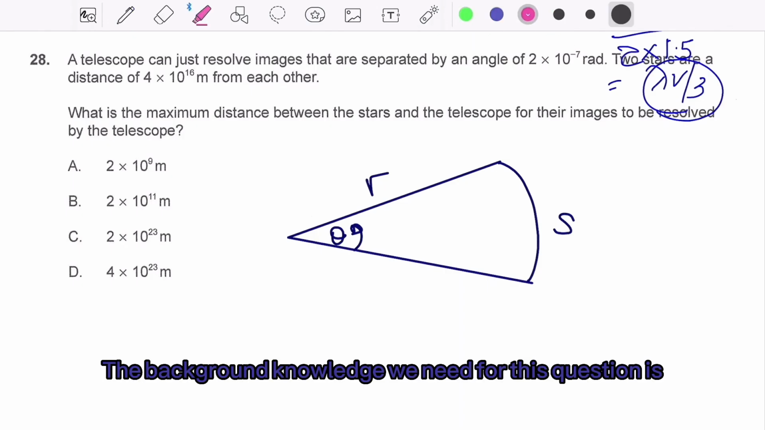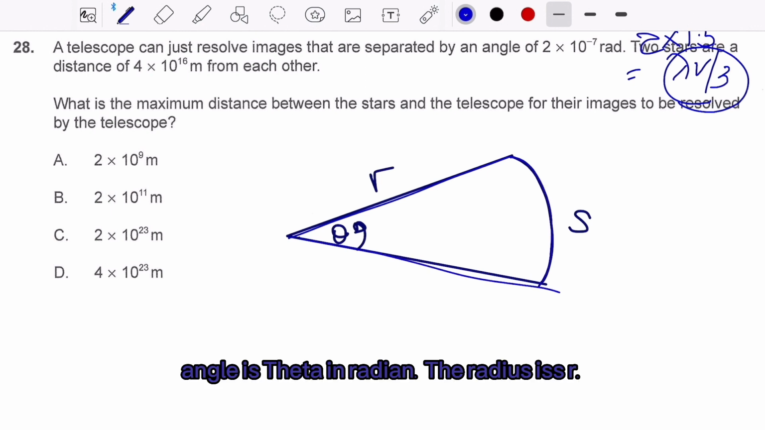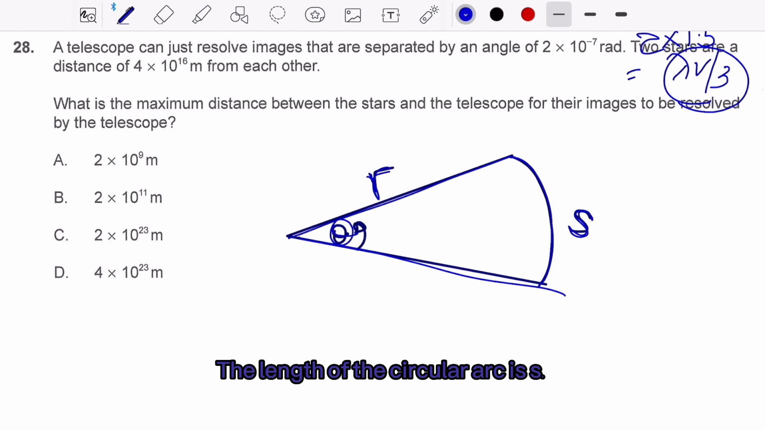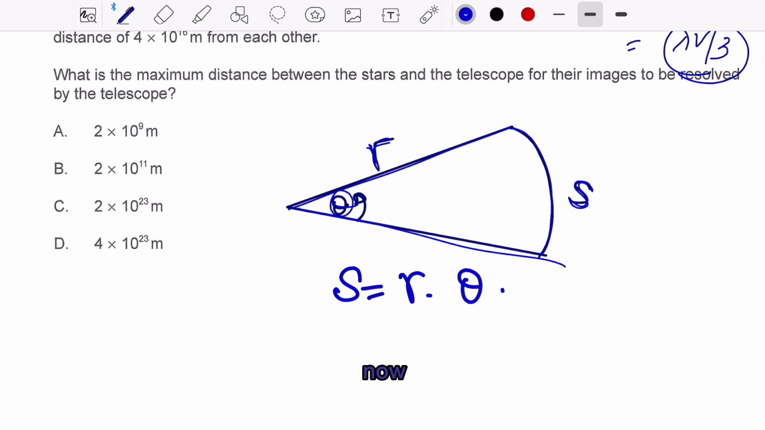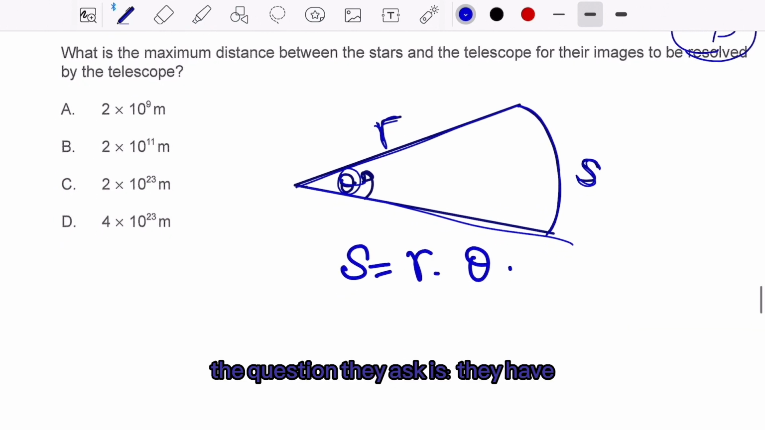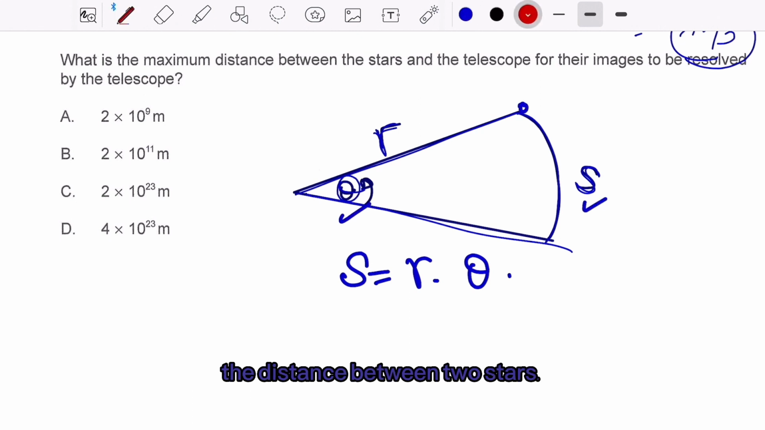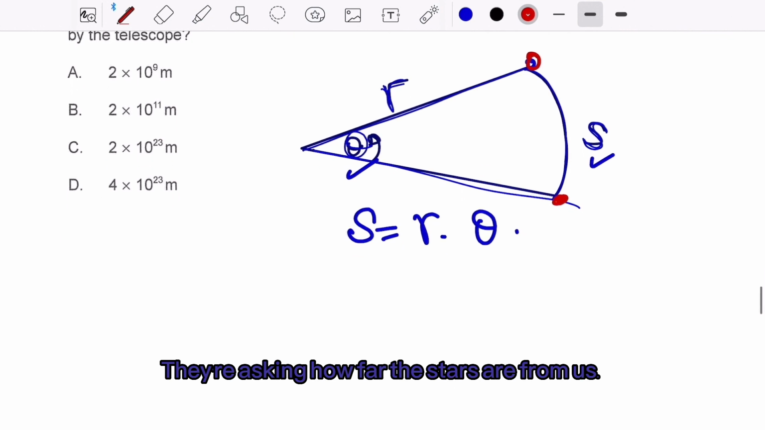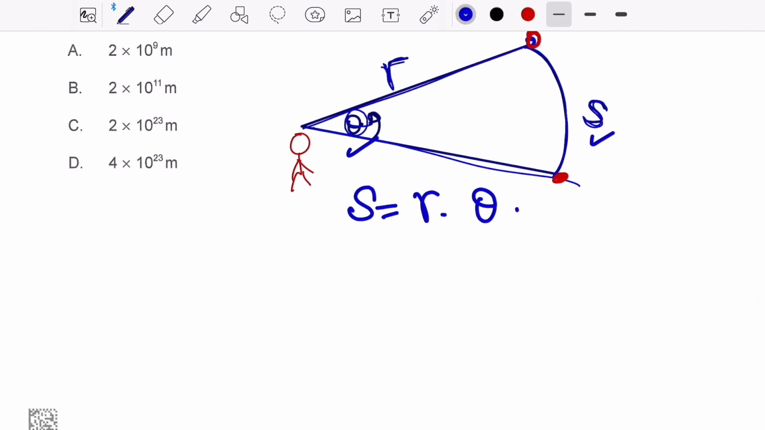Question number 28. The background knowledge we need for this question is, if you have a circular arc, the angle is theta in radian, the radius is r, the length of the circular arc is s. These three variables are interconnected by s equals r times theta. Now the question they ask is, they have given you theta and they have given you s, the distance between two stars. They are asking how far the stars are from us. So this is us and these are the two stars. Okay, so actually basically they are asking r. s equals r theta, r equals s over theta.